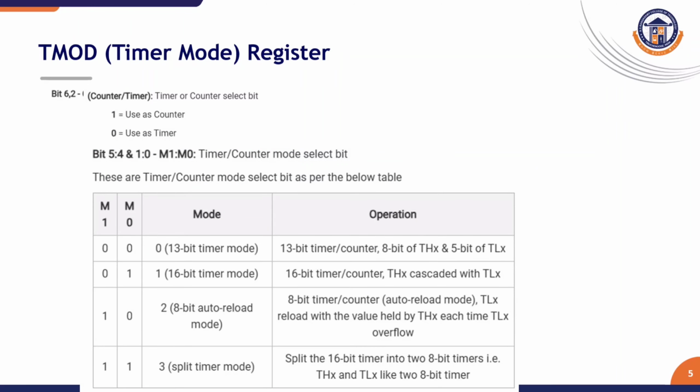Bits 6 and 2 are counter/timer select. If it is 1, then it is used as a counter. If 0, it is used as a timer.